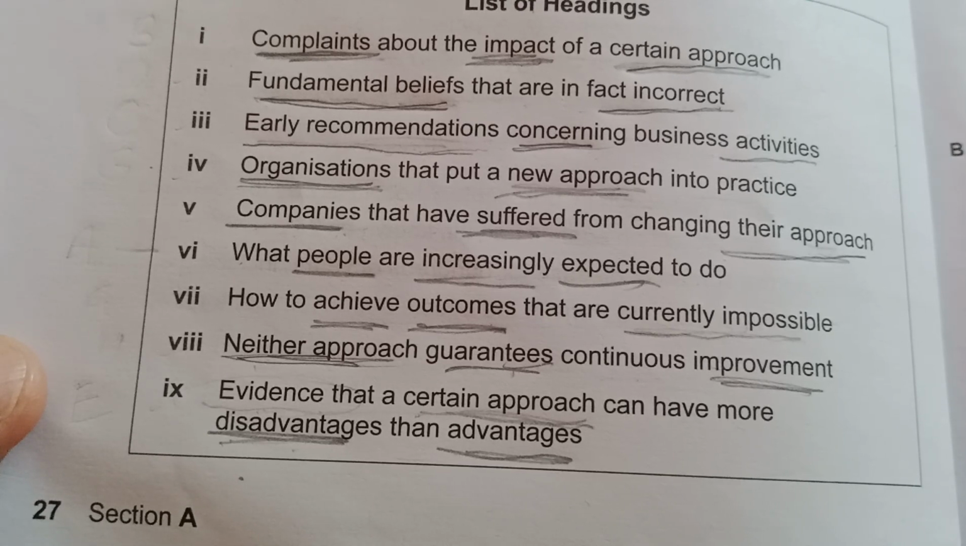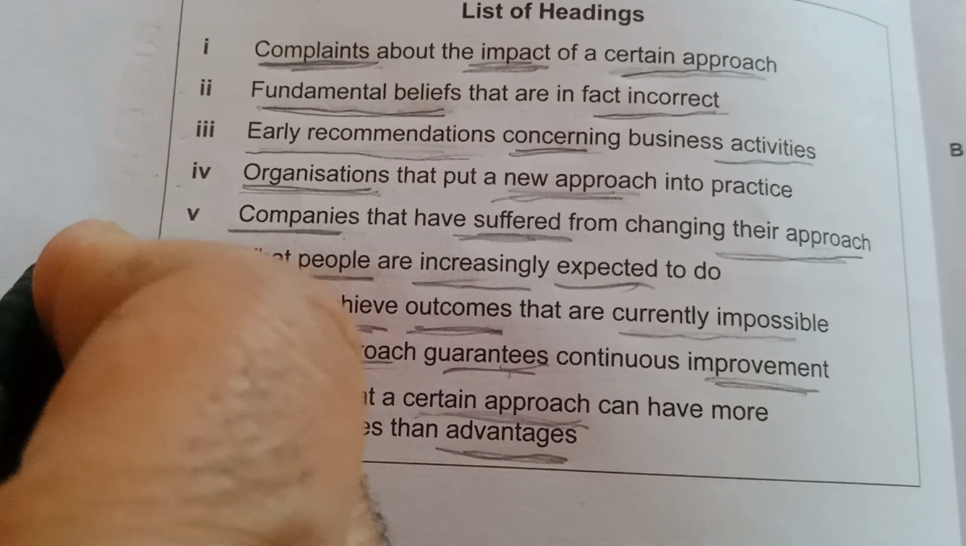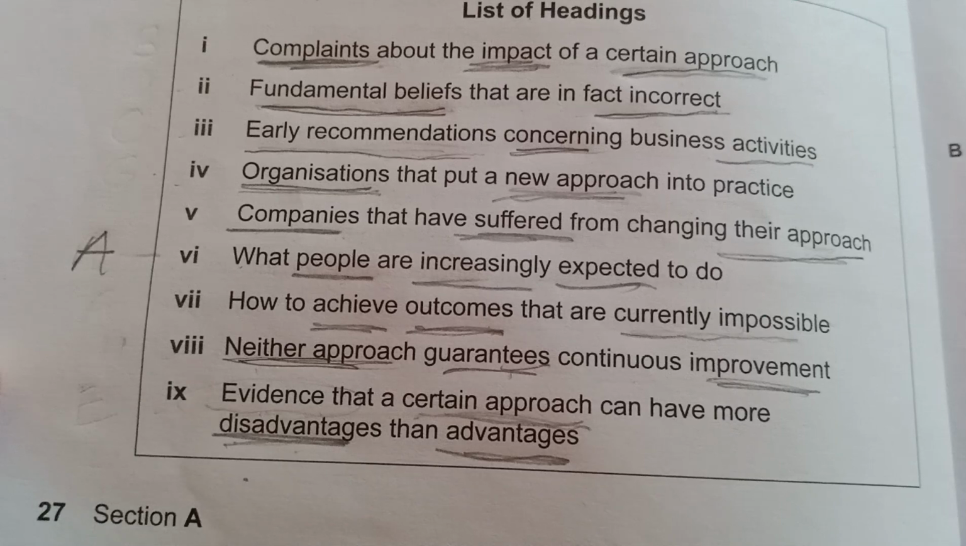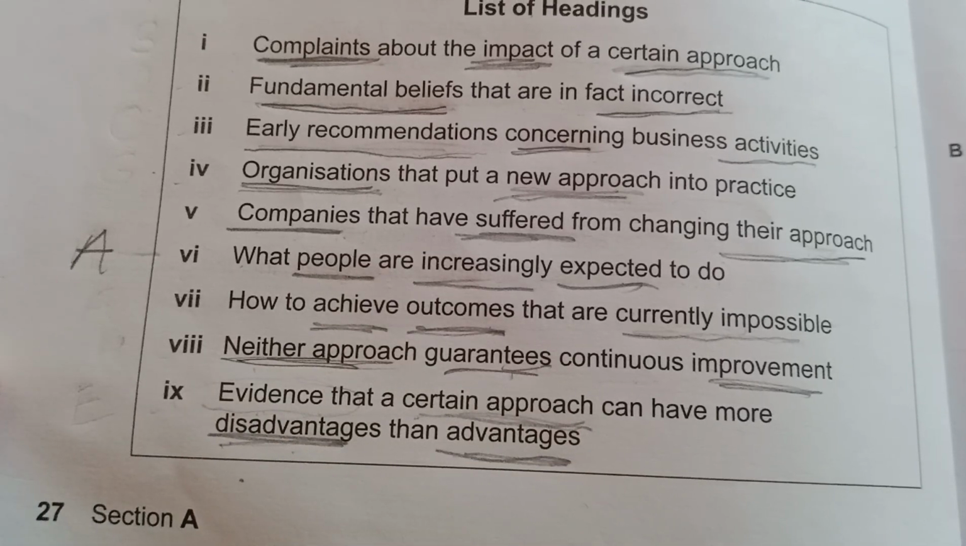So the right answer is answer number 6. What is expected from the people? What people are increasingly expected to do? This is the right answer.